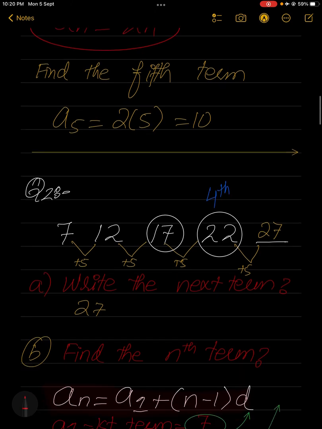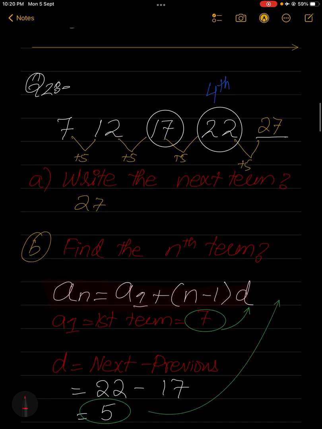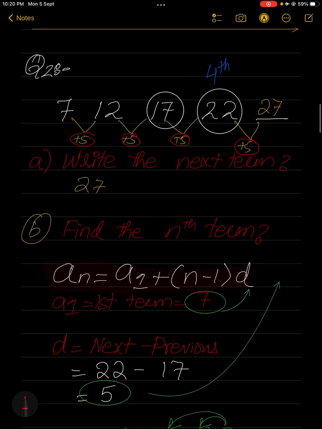In the next example, I also wrote a question: 7, 12, 17, 22, and we saw that there is a difference of plus 5 every number. So the first difference is plus 5. So it means that the sequence is arithmetic. So write the next term. So the next term is 27.